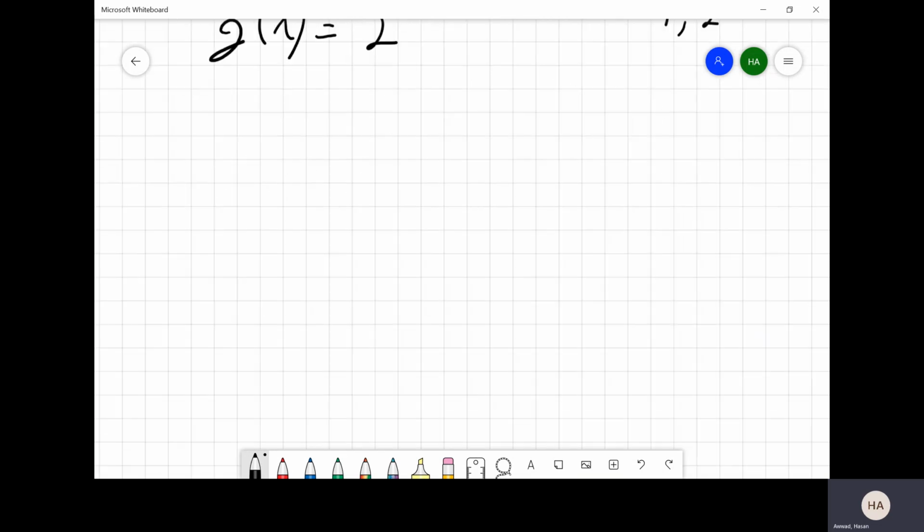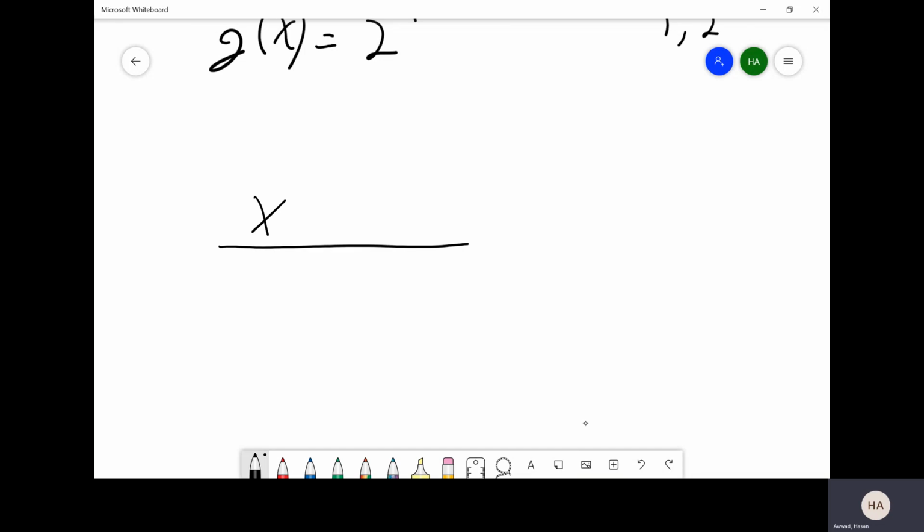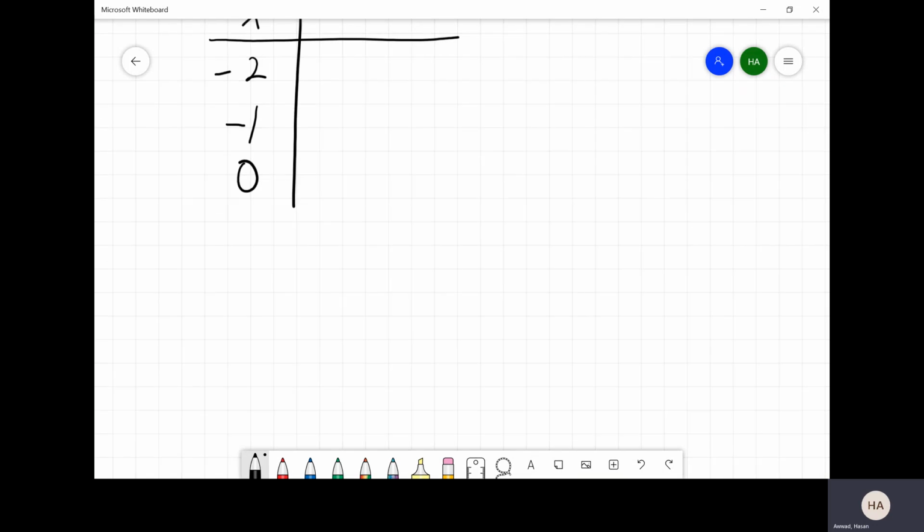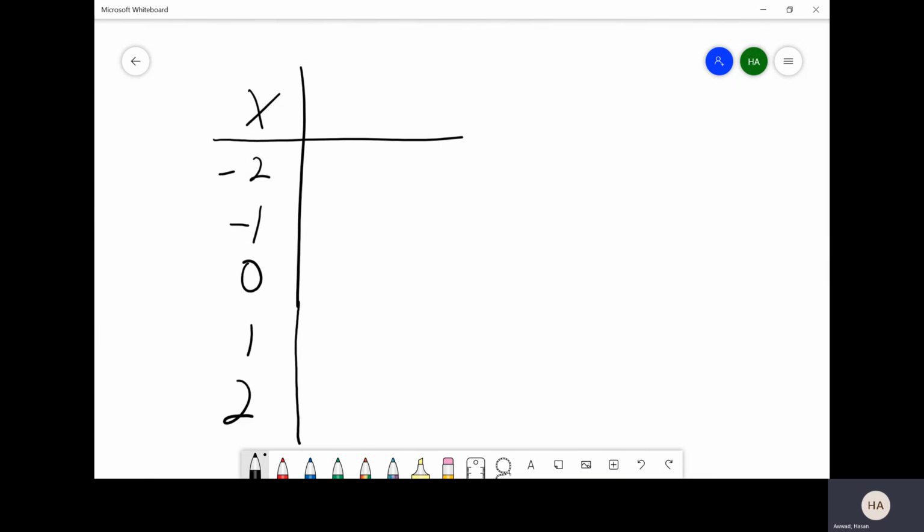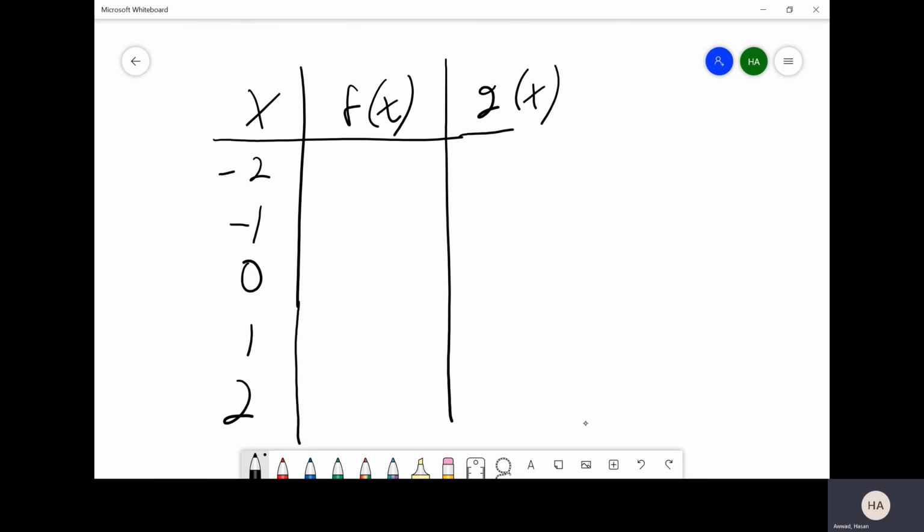What that means is you have your x column. These are your x inputs. Once again, -2, -1, 0, 1 and 2. And then what I want you to do is figure out what f of x and g of x are for each of these inputs.